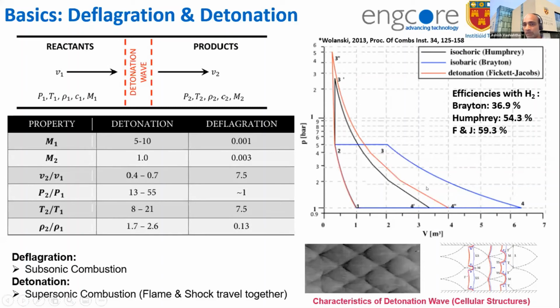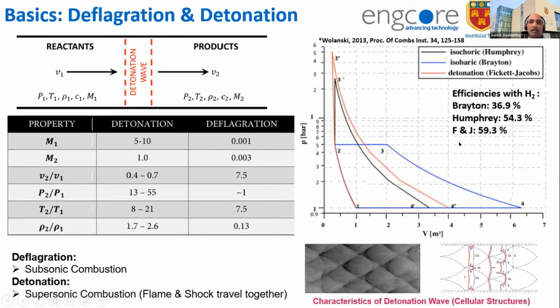And in principle, on the cycle side, there is the Brayton cycle and the Humphrey cycle. The Brayton cycle is a constant pressure cycle, and the Humphrey cycle is a constant volume cycle, and then you have the detonation cycle, which is called the Fickett-Jacobs cycle.